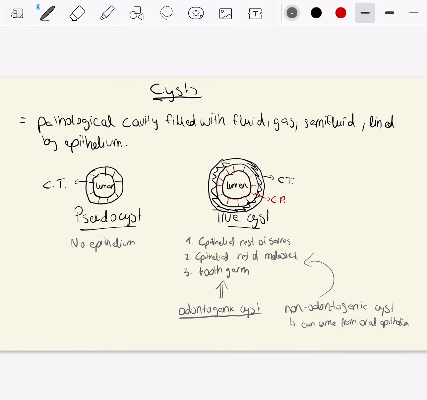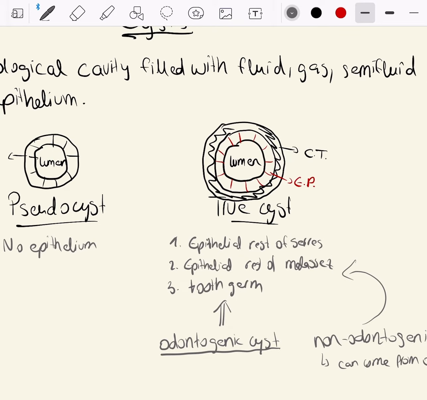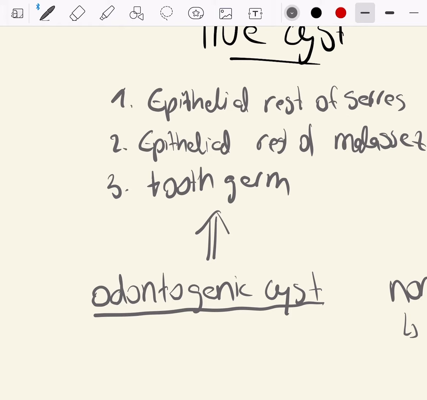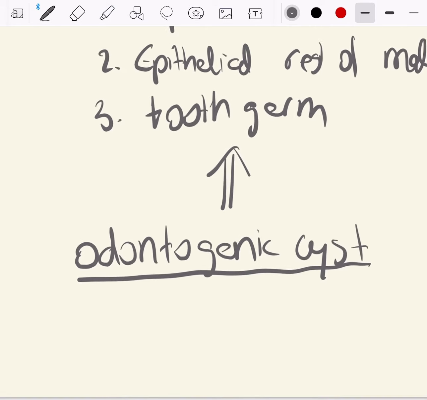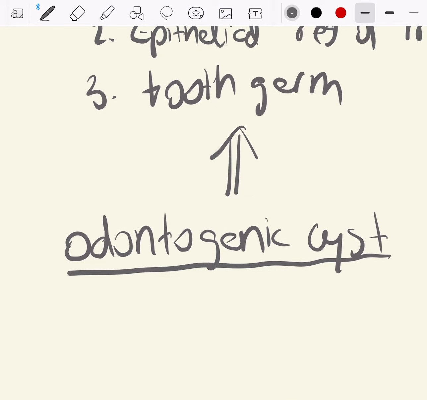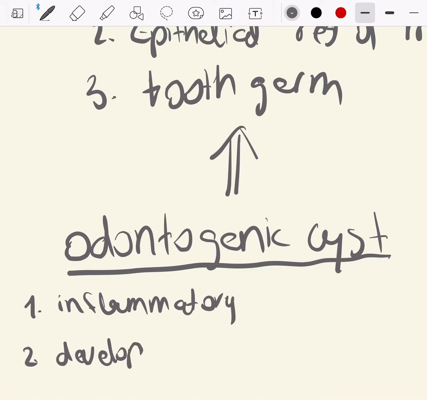So till now we have discussed the definition, the two main types, pseudocyst and true cyst, and the two groups, odontogenic cyst and non-odontogenic cyst. Because the topic is really big, I will only explain today a small topic from the odontogenic cyst. In the next videos, I will explain the other types. The two groups of odontogenic cysts are the inflammatory cyst and the developmental cyst.